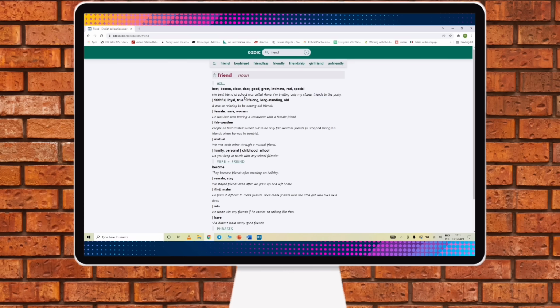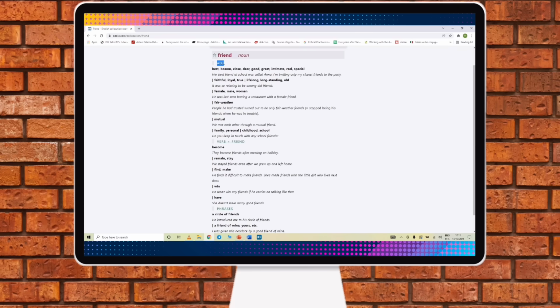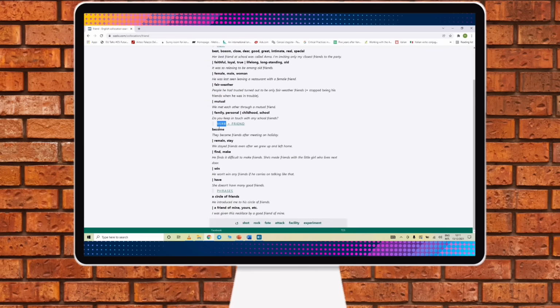Her best friend at school was called Anna. I'm inviting only my closest friends to the party. It was so relaxing to be among old friends, and lots of other examples. Okay, that was adjective. What else? There are some verbs you can use with friend. Become friends. They became friends after meeting on holiday. Remain or stay, find or make or win or have.